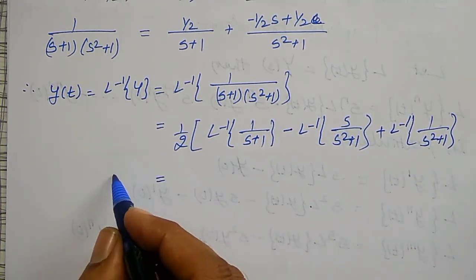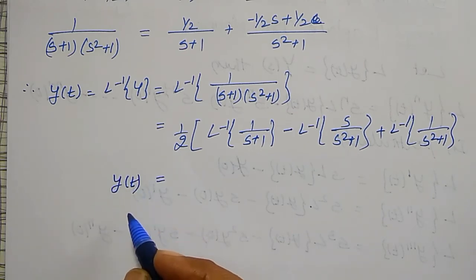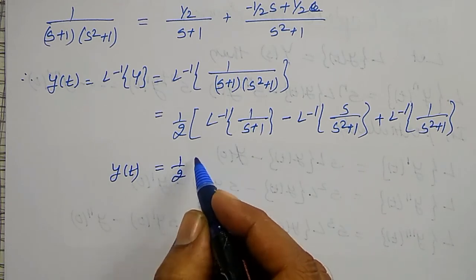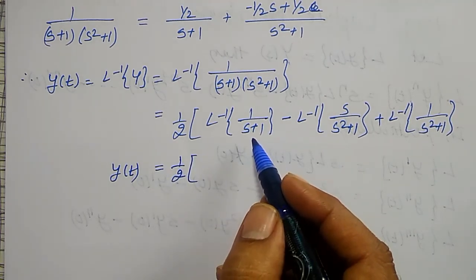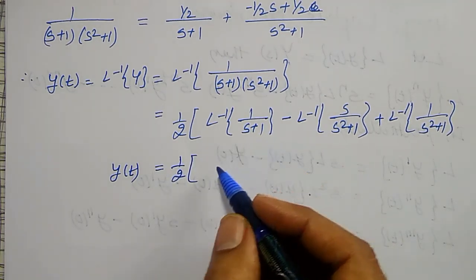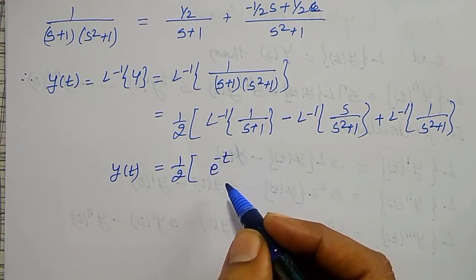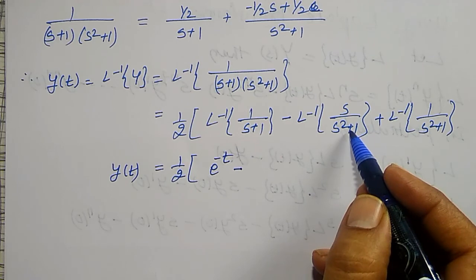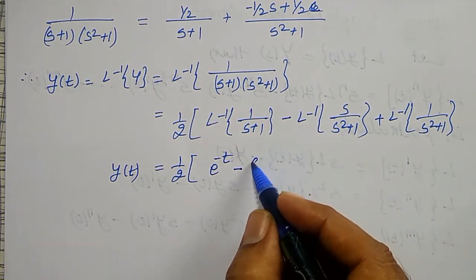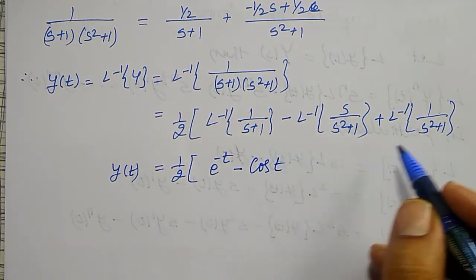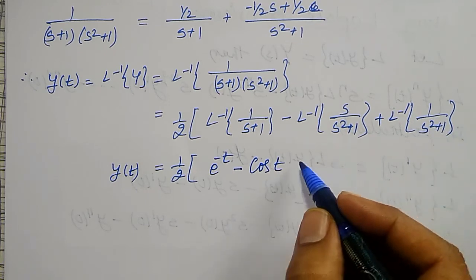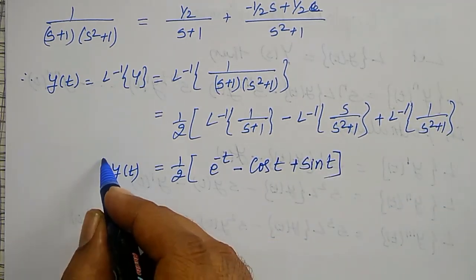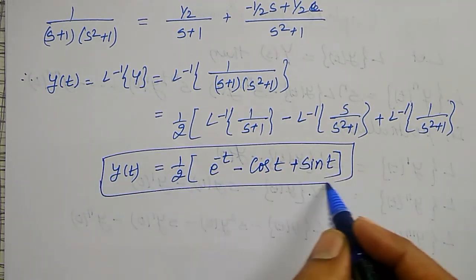Now I can find y of t is equal to 1 by 2 into (inverse Laplace transform of 1 by s plus 1, which is e to the power minus t, minus s divided by s square plus 1, which becomes cos t, plus 1 divided by s square plus 1, which is sine t). This is my required answer for this one.